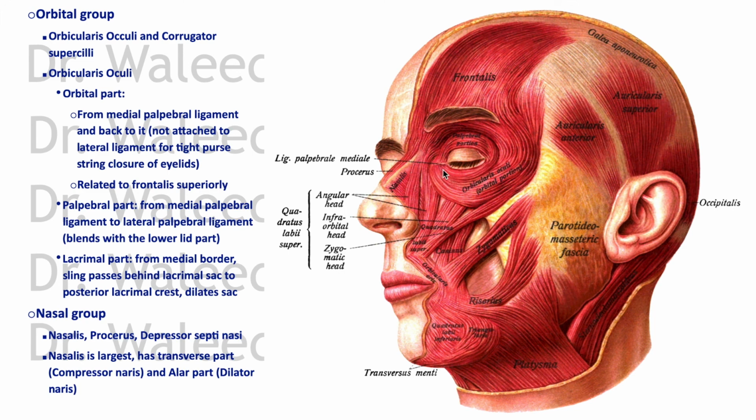Now notice that the origin of the palpebral part is from a band of connective tissue here, a ligament. It's called the median palpebral ligament. It goes in circular fashion in the upper eyelid, then inserts in another ligament here, the lateral palpebral ligament, but few fibers fuse with the inferior part of the palpebral, the one in the inferior eyelid.